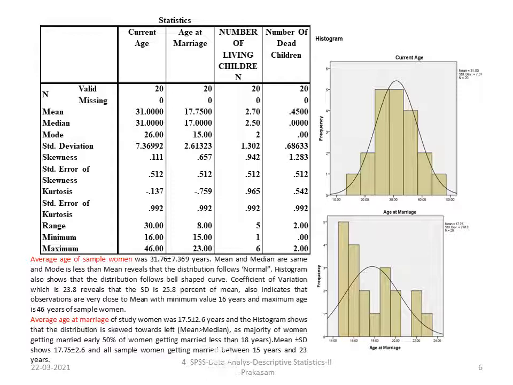In the output, you can see the variables: current age of the woman, age at marriage, number of living children, and number of dead children, that we have selected in the right side window of the frequency. Then it will give all the descriptive statistics which we have come across: the mean, mode, median, standard deviation, skewness, standard error of the skewness, kurtosis, standard error of kurtosis, range, maximum value, and minimum value. Try to remember that these are the things which you have tick marked.